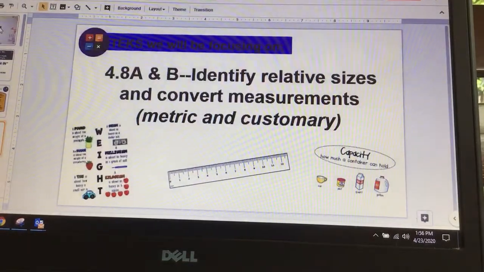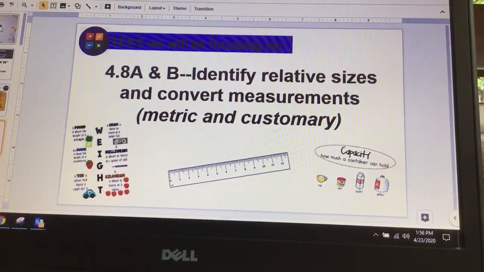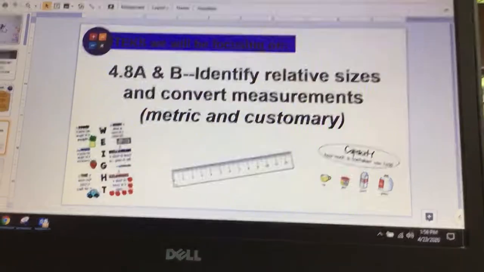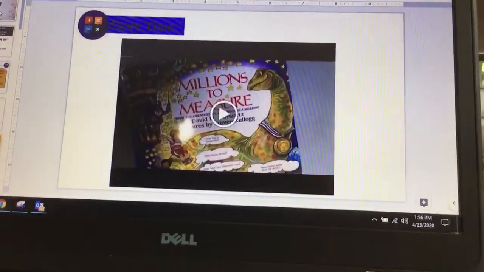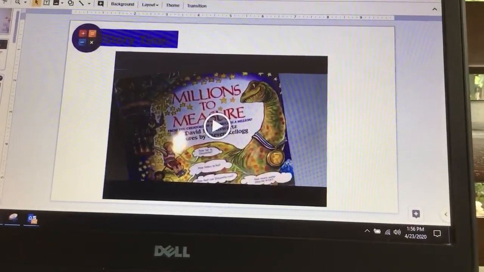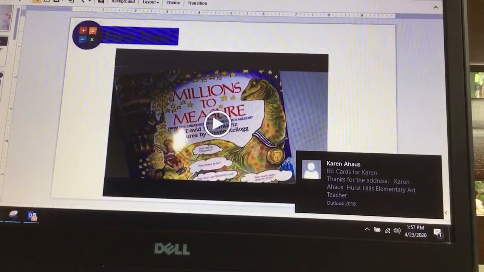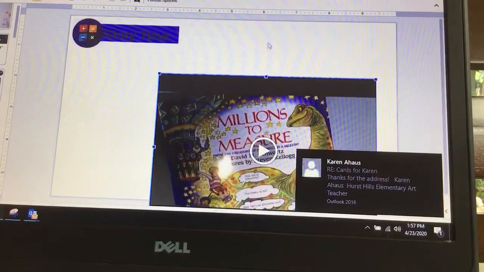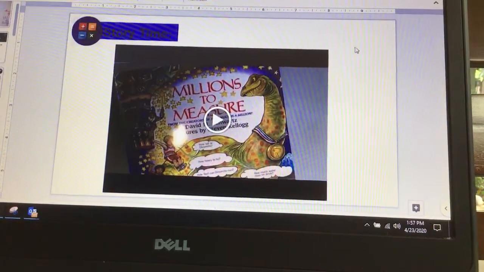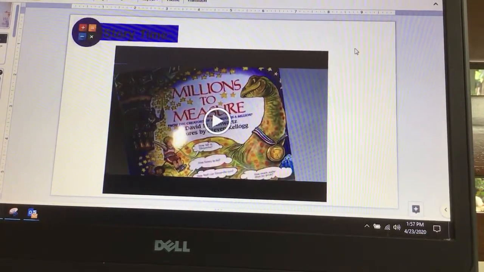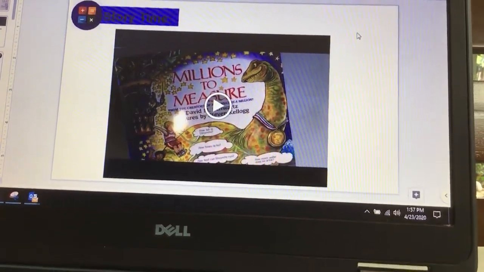All right, so this week we'll be focusing on measurements and converting measurements, not only customary but metric as well. So customary being what the United States use and metric being what basically the rest of the world uses. And hopefully you already watched this story. This is a book called Millions to Measure. So if you haven't, go ahead and do that. Cute book about measurement and how we came up with the customary units of measurement and then why most of the world switched over to the metric unit of measurement.